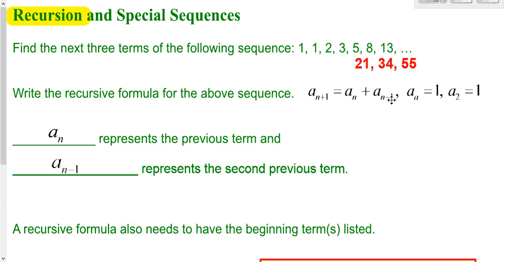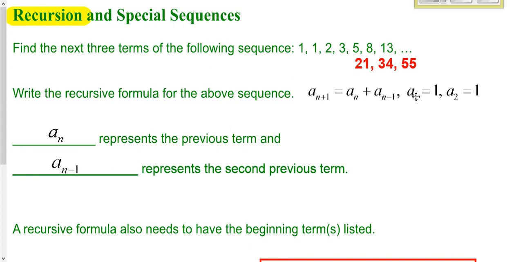The a sub n minus 1, the minus 1 is also in the subscript. That's n minus 1, which is really two numbers smaller than this. So that means it's your second previous term. So this notation right here means take your previous term plus your second previous term and add them together to get your next term. The only thing is, you would need to know where you started.